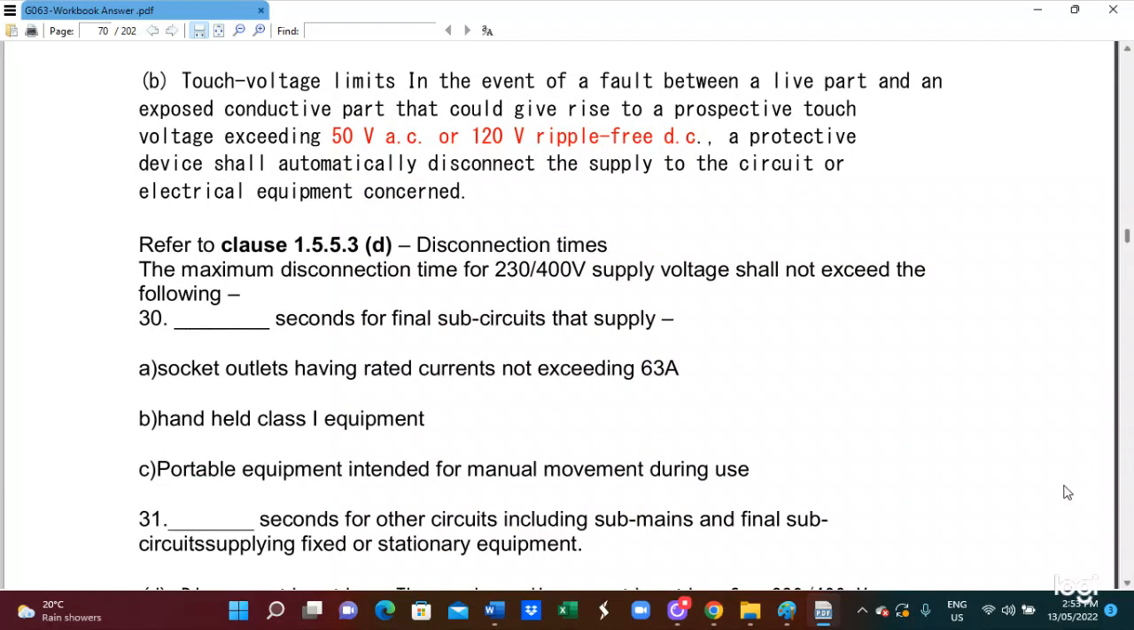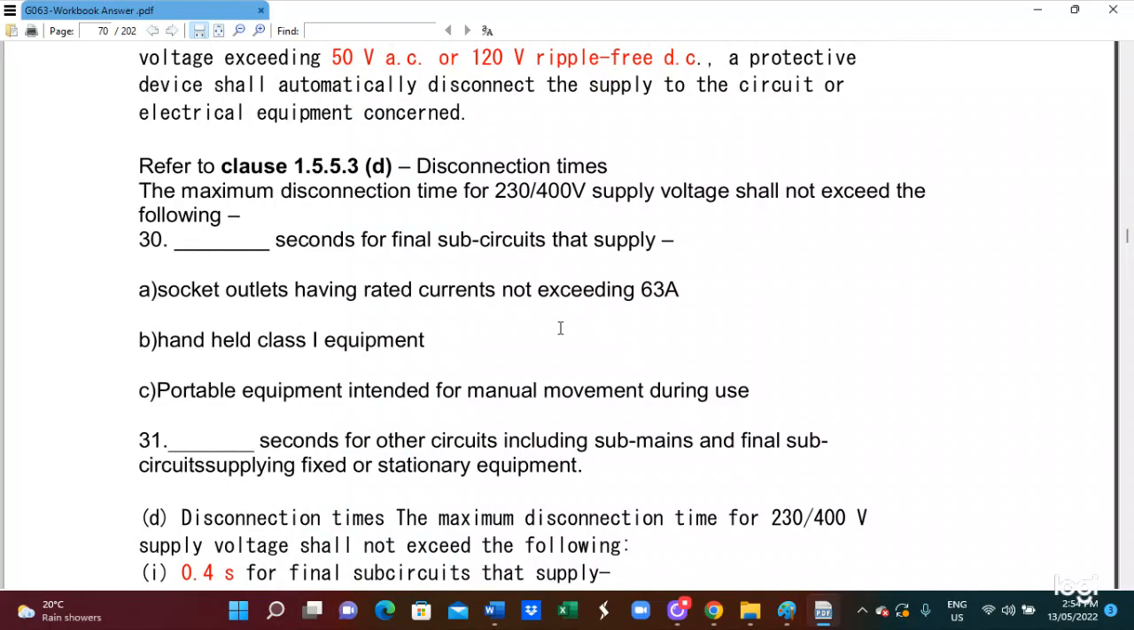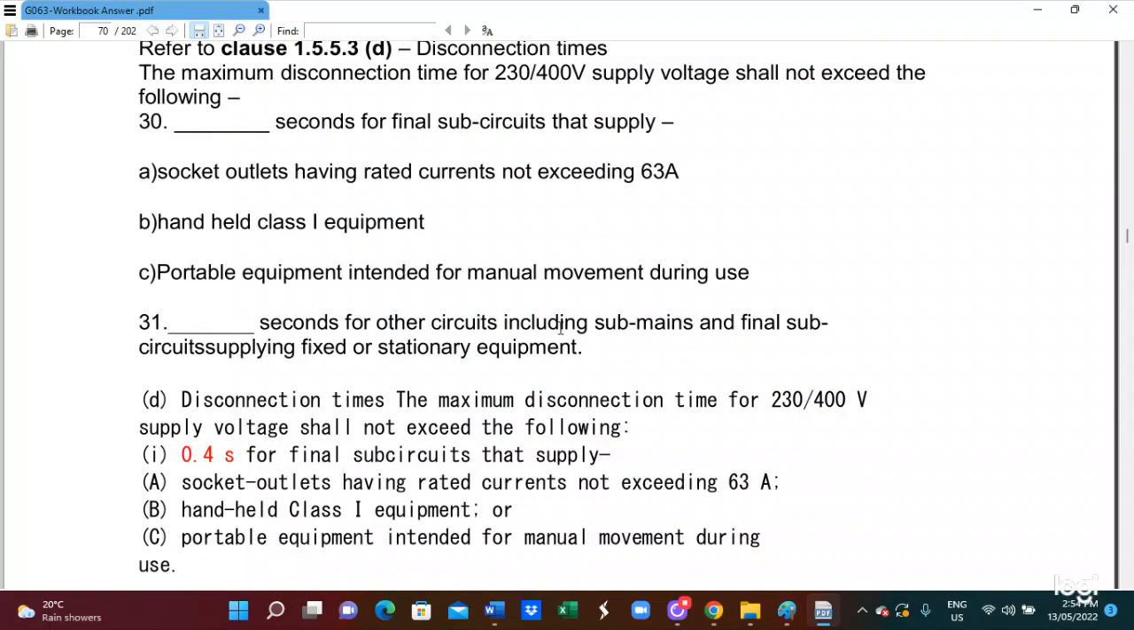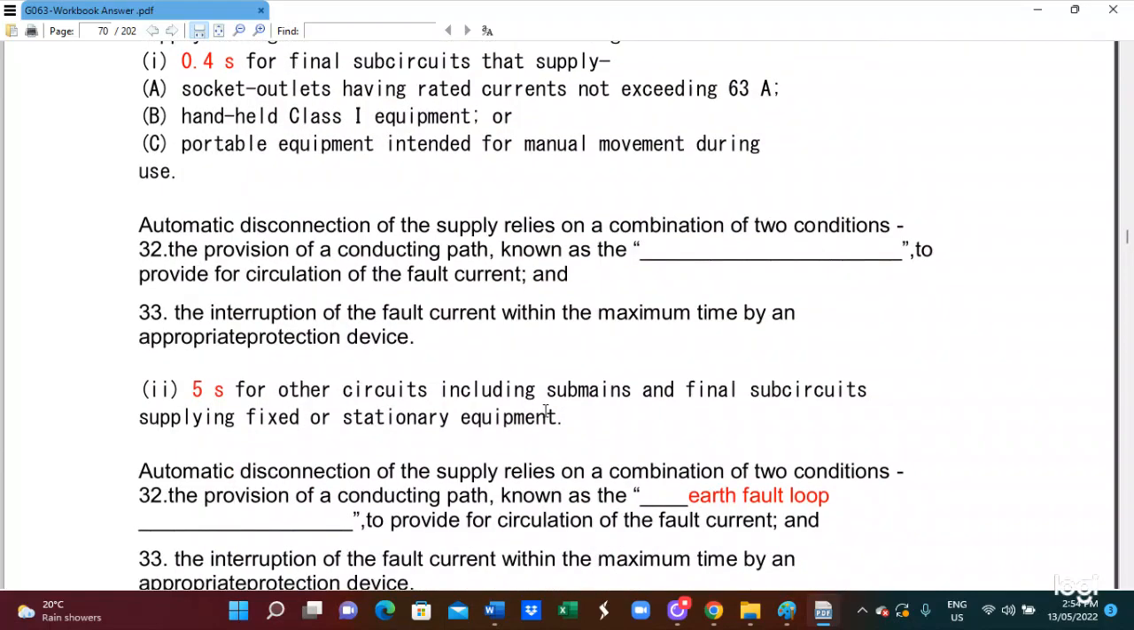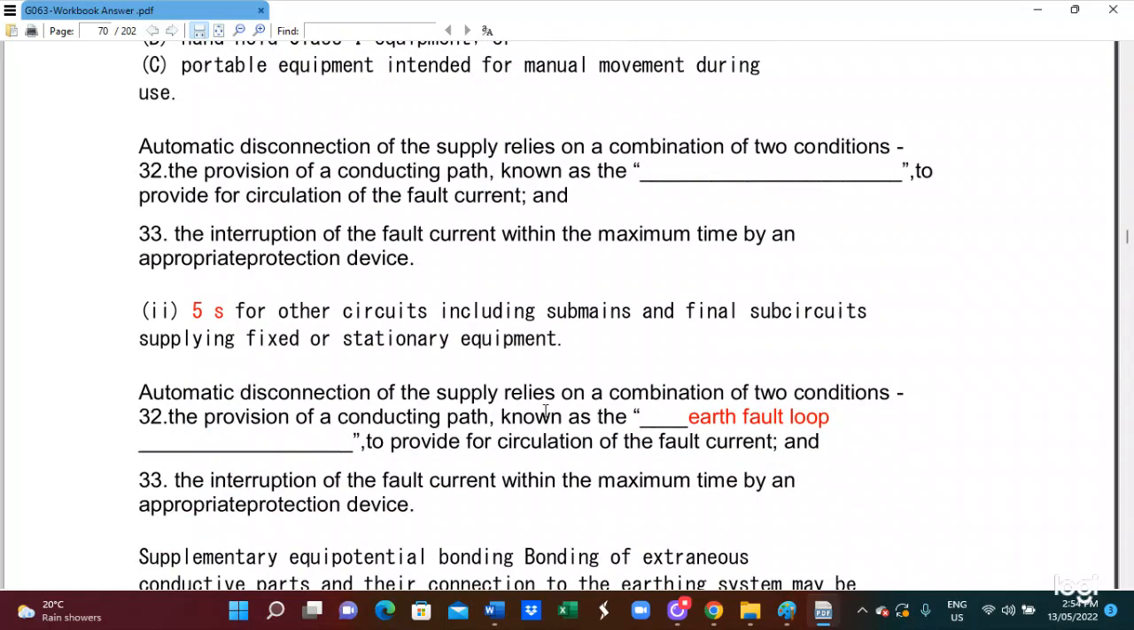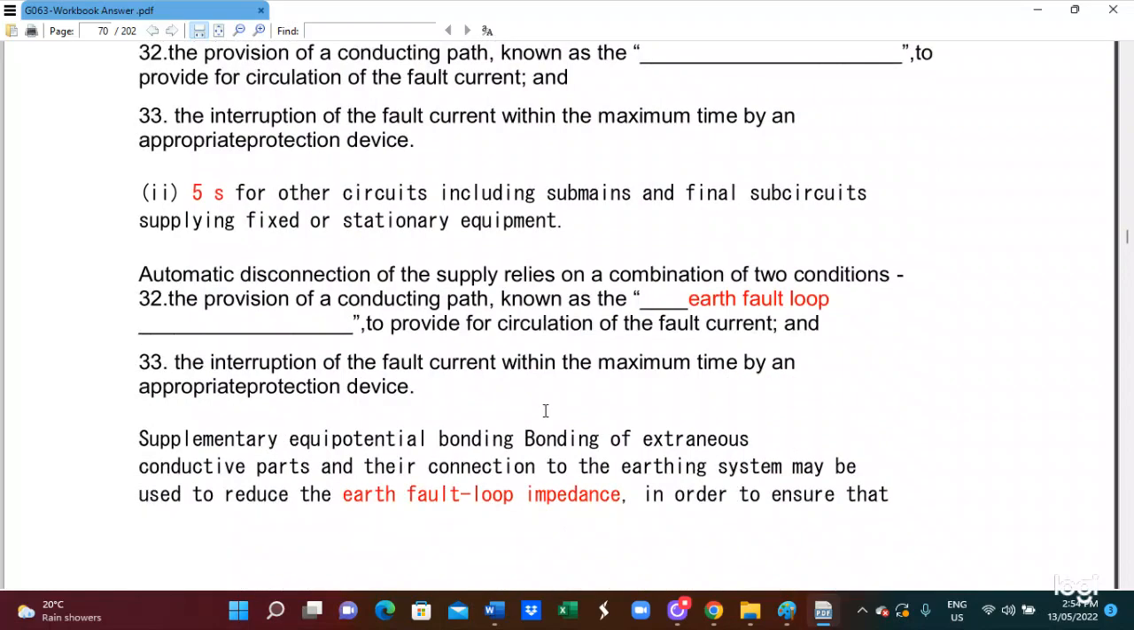The maximum disconnection time for 230 volt, 400 volt, 740 volt must not be exceeded. So in this case, 30 seconds for the final circuit and socket outlet having a rated current not exceeding 60 ampere. Also, we have to mention hand-held Class I equipment and portable equipment intended for manual movement during use. The maximum disconnection time for 230/400 volt supply is 0.4 second for the final circuit, and 5 seconds for other circuits, including final circuits supplying fixed stationary equipment.